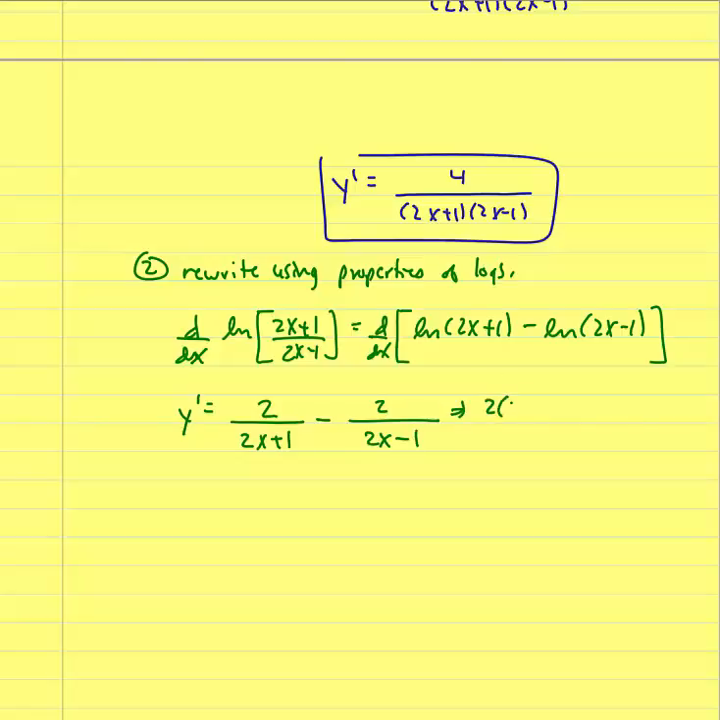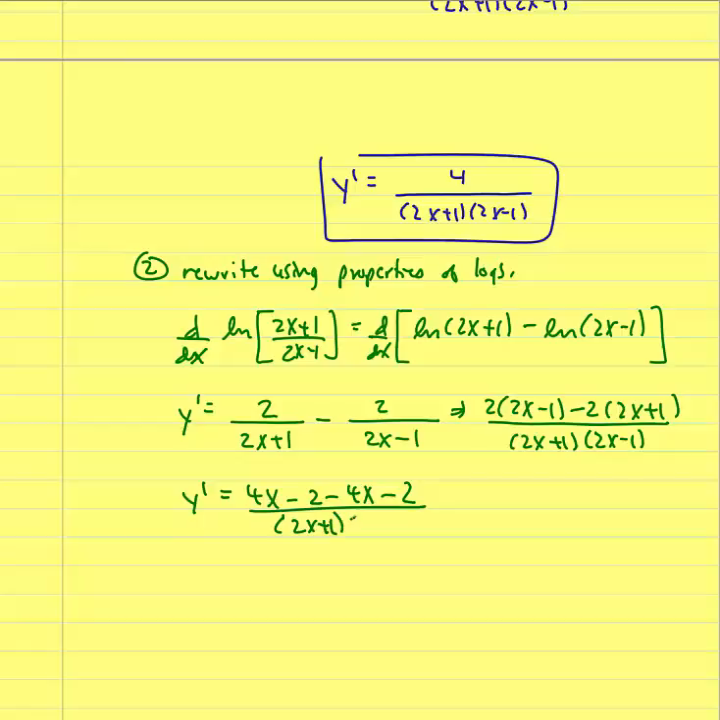So if I find a common denominator here, I have 2 times (2x minus 1) minus 2 times (2x plus 1) over the product (2x plus 1)(2x minus 1). So distributing, I get 4x minus 2 minus 4x minus 2. This is starting to look familiar, times (2x plus 1)(2x minus 1). And the 4x's cancel. Negative 2 minus 2 would be a negative 4 over (2x plus 1)(2x minus 1).